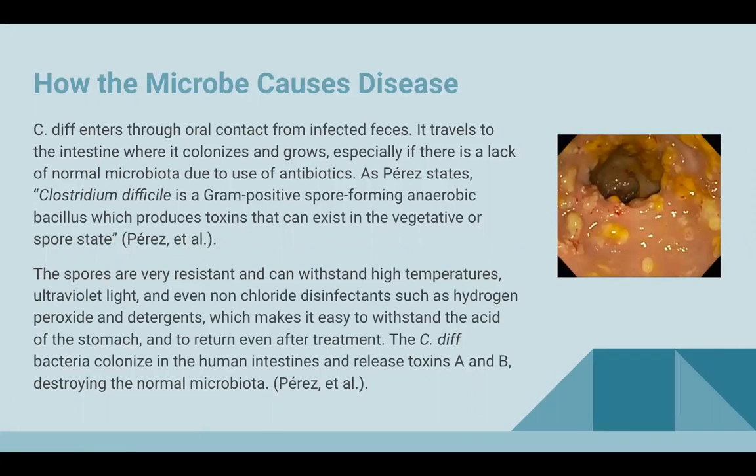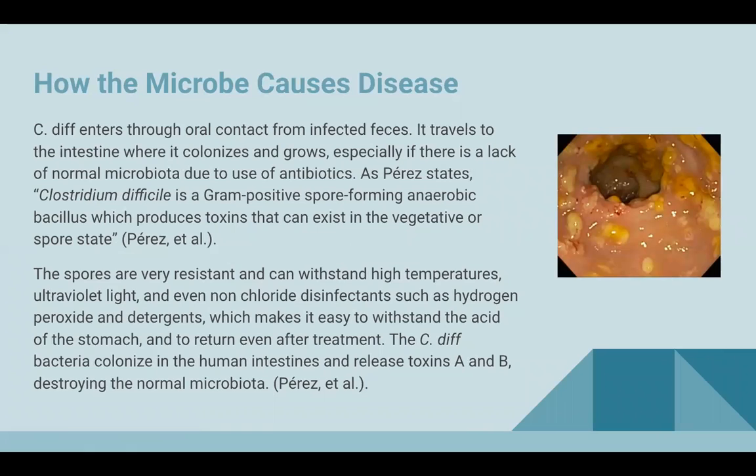C. diff enters through oral contact from infected feces. It travels to the intestine where it colonizes and grows, especially if there's a lack of normal microbiota due to the use of antibiotics. And so C. diff is a gram-positive, spore-forming anaerobic bacillus, which produces toxin that can exist in a vegetative or spore state. So it does not need oxygen, and it has spores that can come back, which is very dangerous.